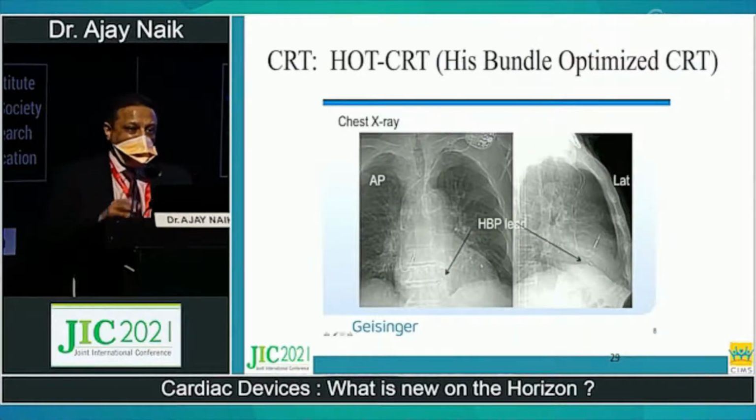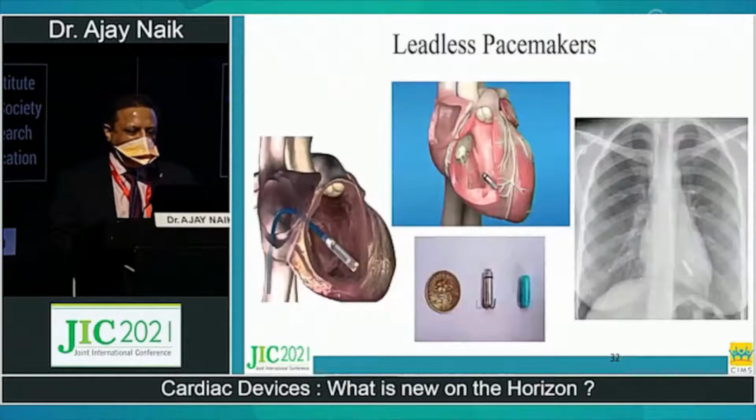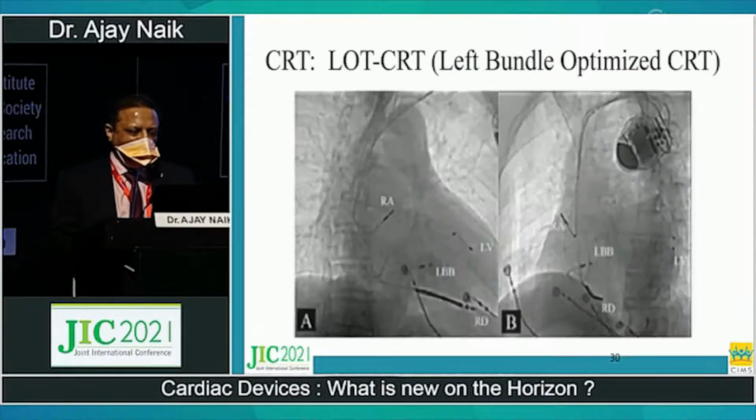We can actually utilize this very well to resynchronize better. So if a patient is getting a CRT, one lead in the atrium, one going into the LV lateral wall, the third lead can actually be the His bundle lead. And you can then use that for CRT, and you will get what is called HOT CRT, His bundle optimized CRT. And similarly, you can do it with a left bundle optimized CRT.